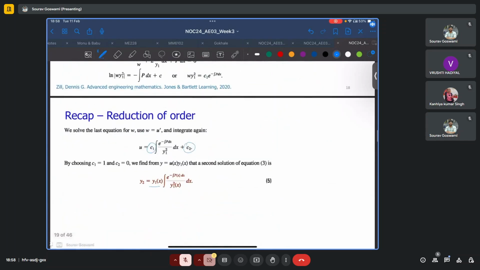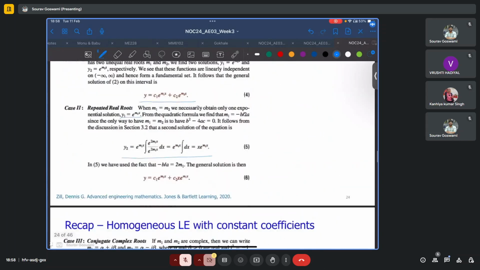If we have the one solution y1, we can have the other solution as y equals y2 equals y1 times e power minus integral px dx by y1 square dx, which is also shown here. And the general solution then becomes y equals c1 e power m1x plus c2 x times e power m1x.